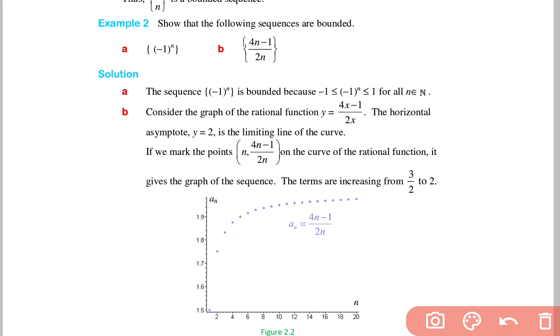The coefficients are 4 over 2. 4 divided by 2 is what? 2. Therefore, the horizontal asymptote is what? 2. The horizontal asymptote is 2. It's the limiting line of the curve. So what is the horizontal? Okay, so 2 is excluded.